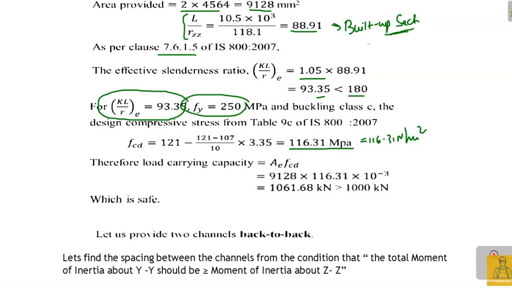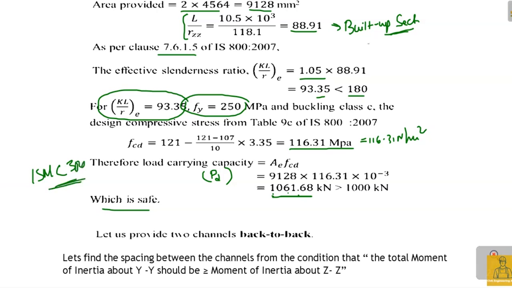So now what is the PD value? PD is equal to AE into FCD, which gives 1061. Now it seems to be right, isn't it? 1061 kilonewton is the load that this built-up section can take. What is the actual force that is coming onto it? 1000 kilonewton. So the capacity is greater than what is coming. So it is safe.